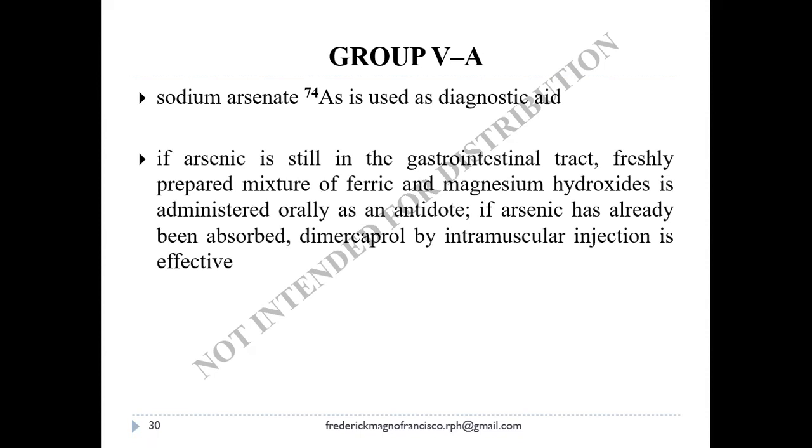Arsenic compounds are poisonous. If arsenic is still in the gastrointestinal tract, a freshly prepared mixture of ferric and magnesium hydroxides is administered orally as an antidote. If arsenic has already been absorbed, dimercaprol by intramuscular injection is effective. Antimony compounds have physiological reactions resembling those of arsenic. Its compounds are potentially toxic.